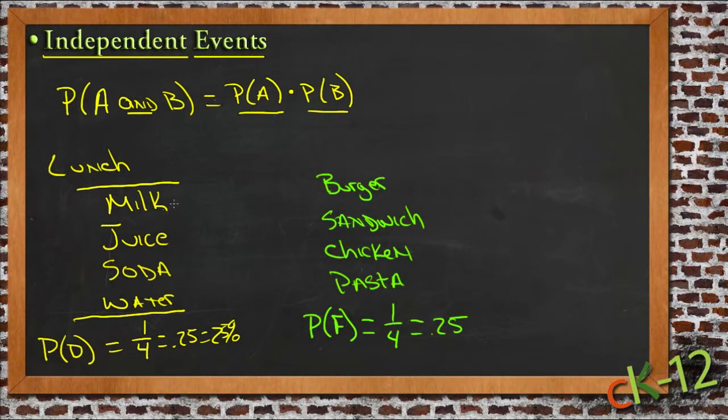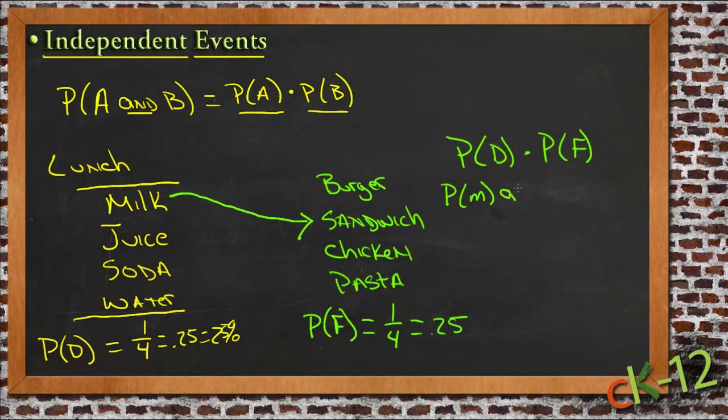Now, the chances of picking any one drink, say milk, and also any one sandwich, are going to be the probability of the drink multiplied by the probability of the food. So if we want to know the probability of milk and sandwich, then we need to take the probability of the milk, which is 0.25, and multiply it by the probability of the sandwich, which is also 0.25, which would probably be easier to do in fraction form because we can just multiply straight across, right? So we'd have 1/4 times 1/4, or a 1/16th chance of picking milk and sandwich.